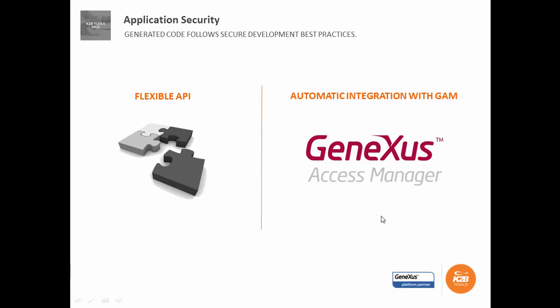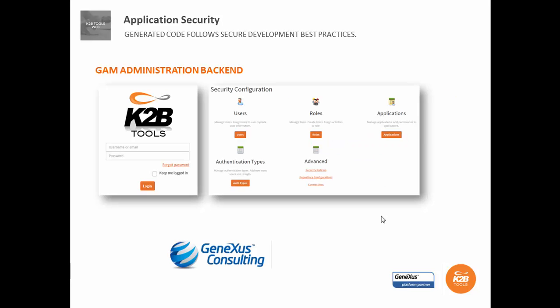the API. If you are building a new application, our recommendation is to use the GeneXus Access Manager, that is a security module built in by the GeneXus team. If you use GAM, K2BTools provides an automatic integration with GeneXus Access Manager. It also provides a GeneXus Access Manager administration backend developed using Webpanel Designer, so that the security backend has the same look and feel as the application.